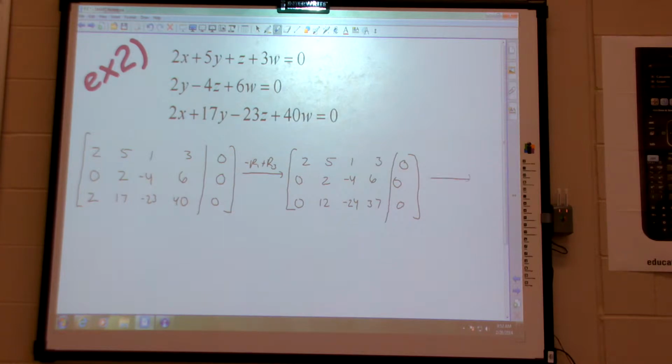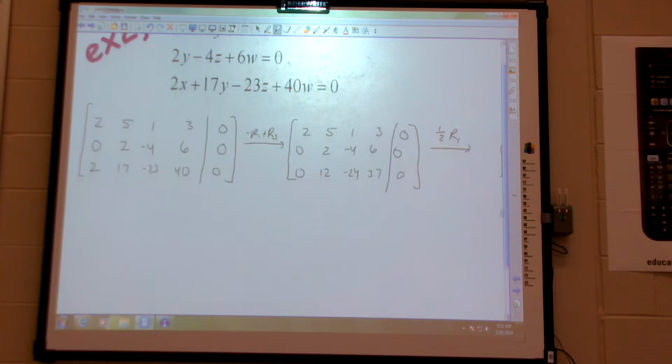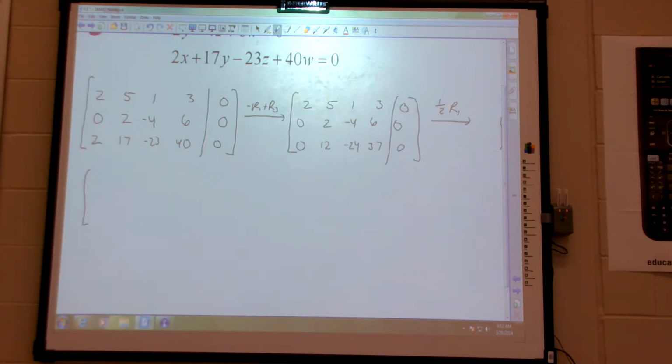Now let's go ahead and do 1/2 R1. I need calculus. This might get messy. Let's say I have 1, 5 halves, 1/2. Of course, they're all odd. 3 halves, 0.